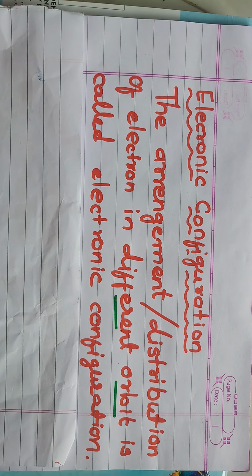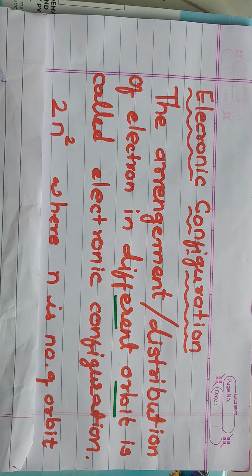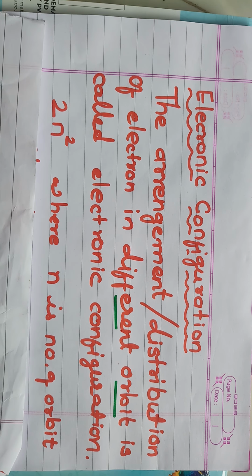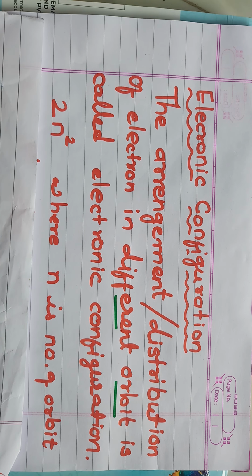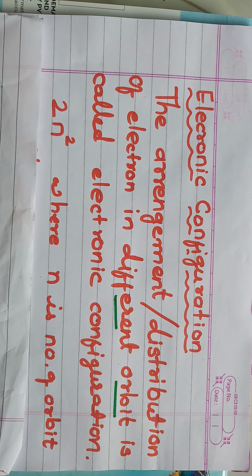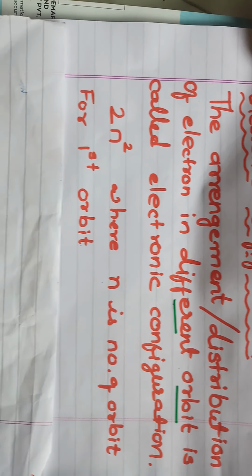So how can we decide the number of electrons in a given orbit? To decide this, we have one formula given by scientists, that is 2n square, where n is the number of the orbit. Now if we want to decide the number of electrons in the first orbit, we have to substitute the value of n equal to 1.